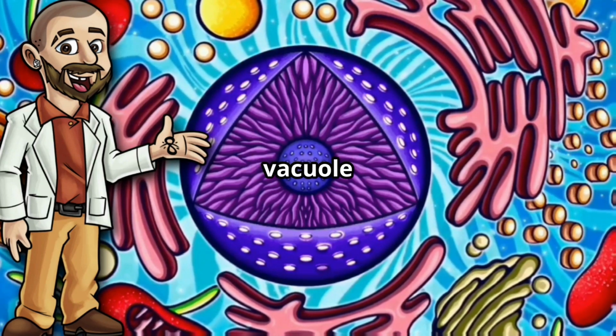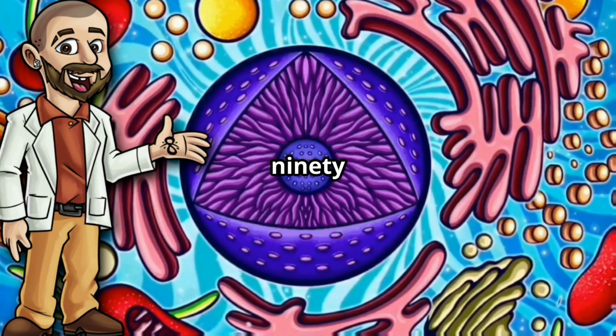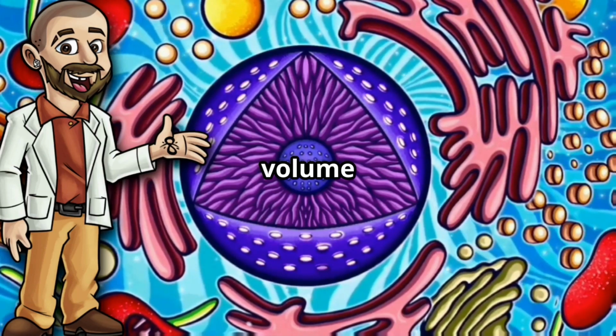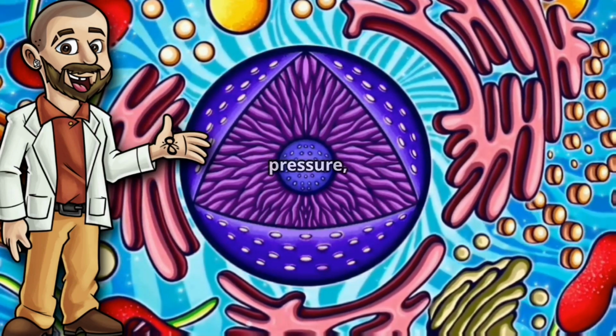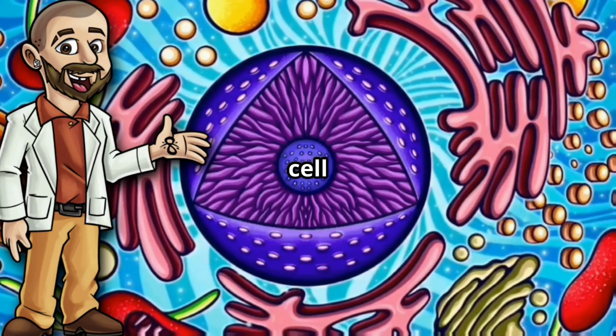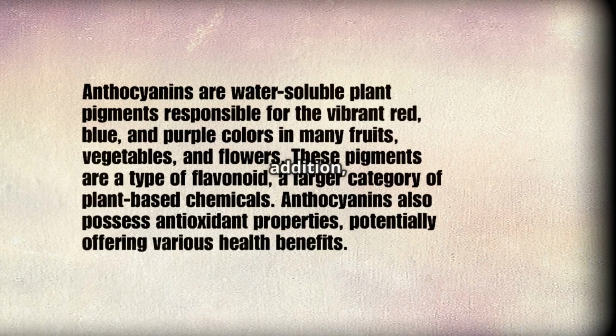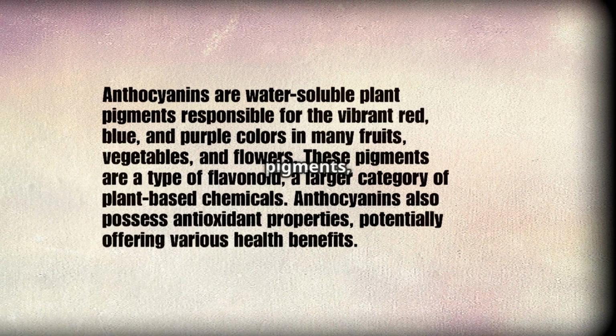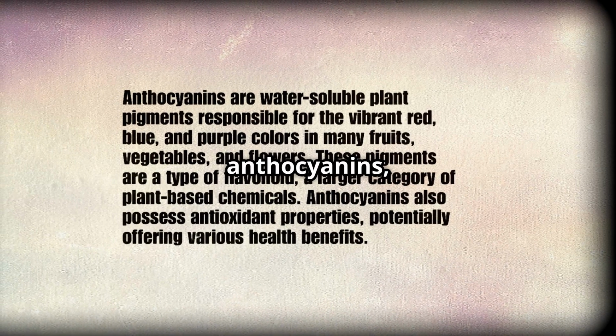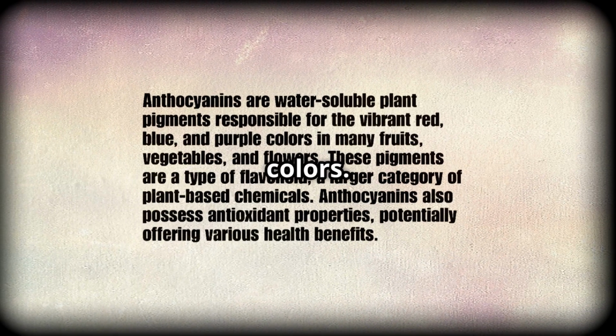In plant cells, the vacuole can occupy up to 90% of the cell's volume and is responsible for maintaining turgor pressure, which helps to keep the cell rigid and upright. In addition, vacuoles can store pigments, such as anthocyanins, which give plants their vibrant colors.